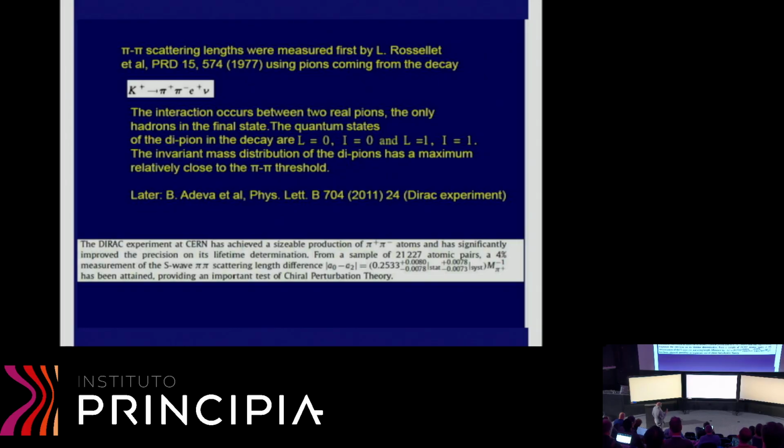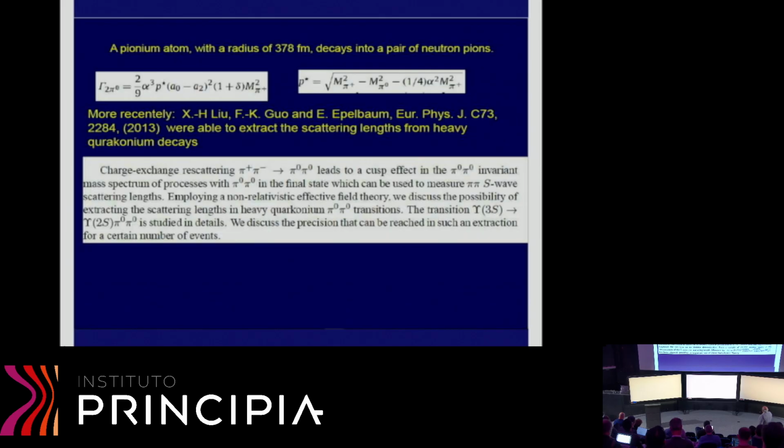There are more new experiments. The DIRAC experiments produce pionium atoms, an unstable system, a bound state of pi+ and pi-, that annihilates later, of course, and they were able to make wonderful measurements of this difference. This is the work on pionium atoms.